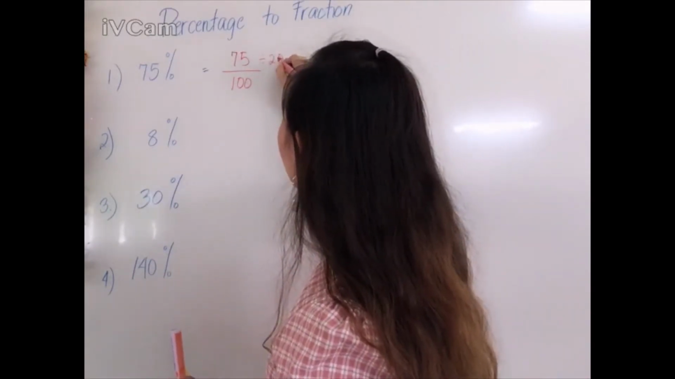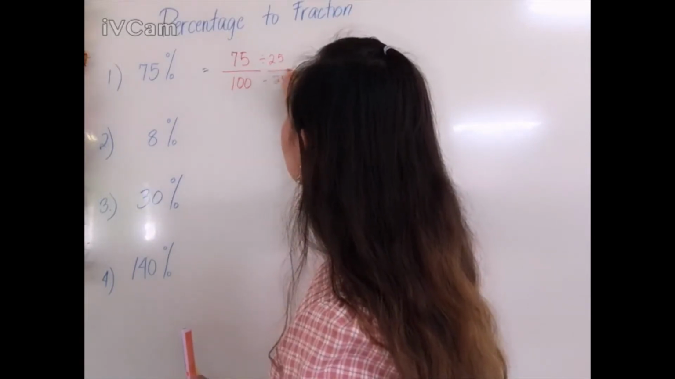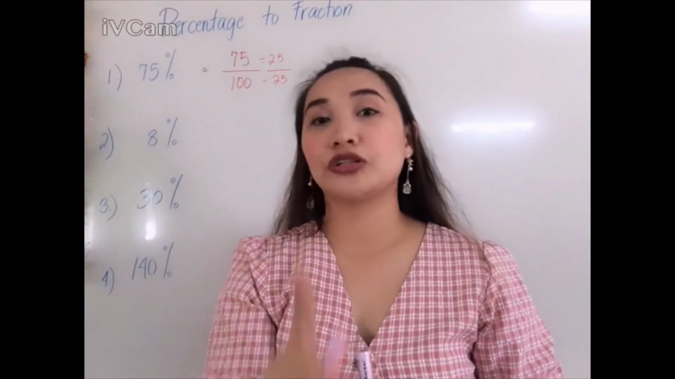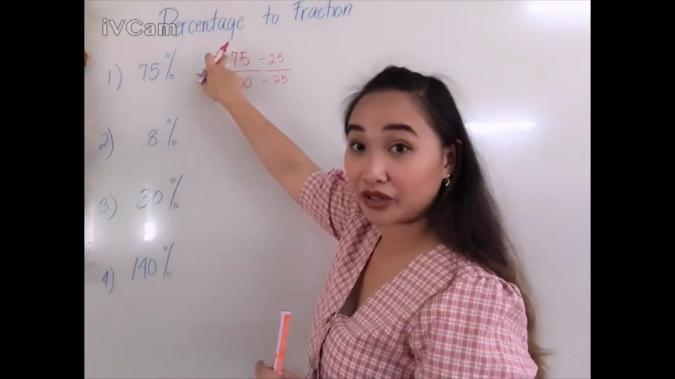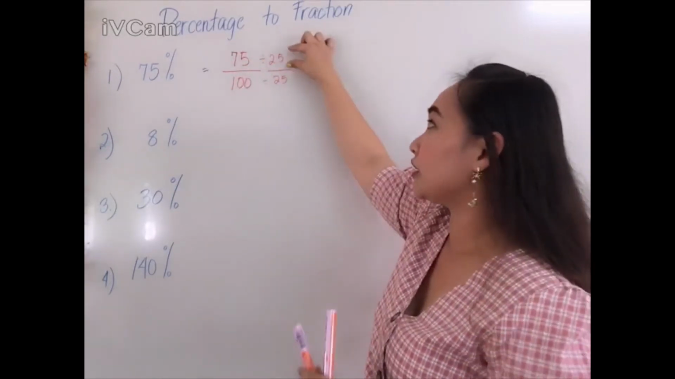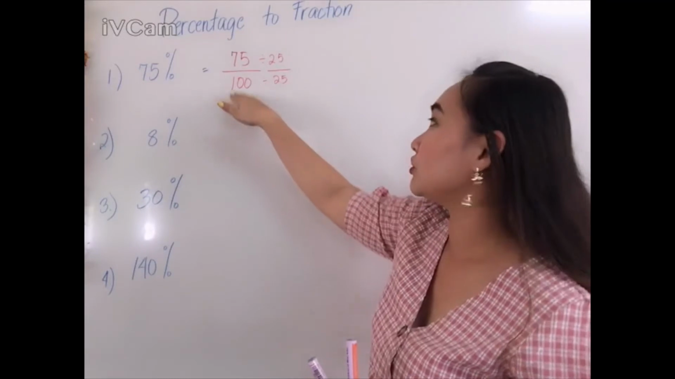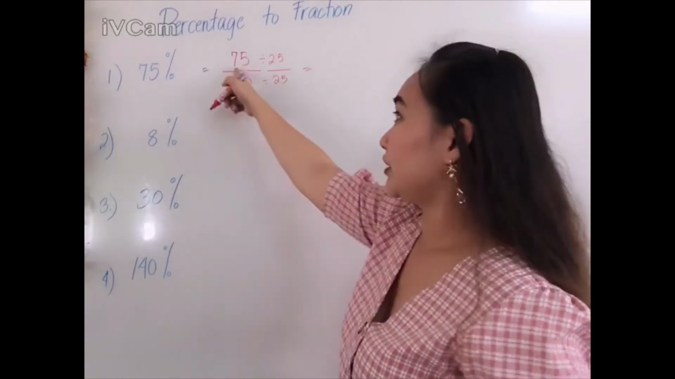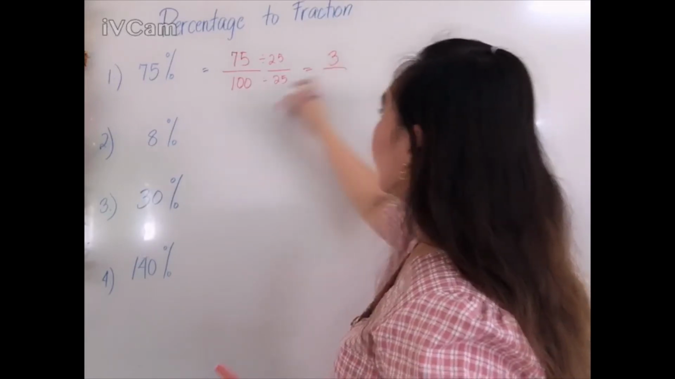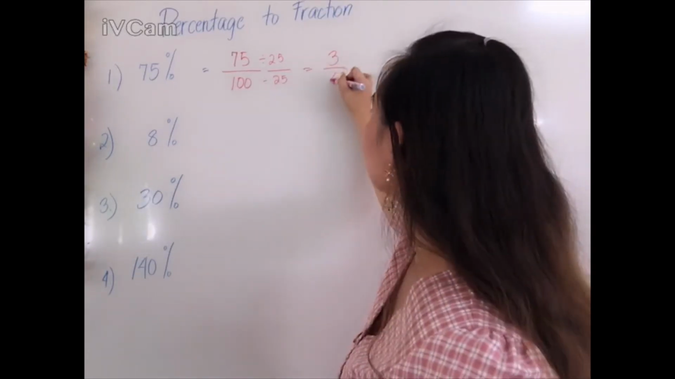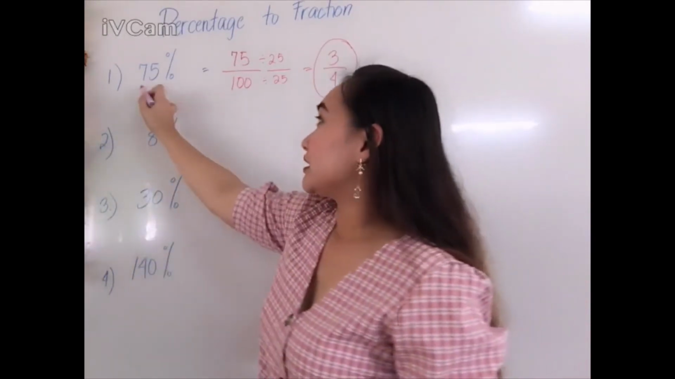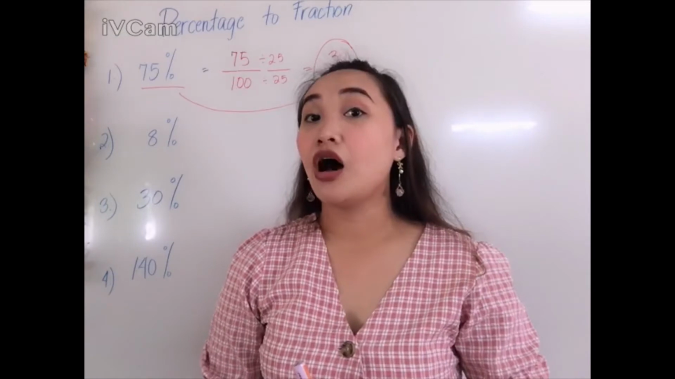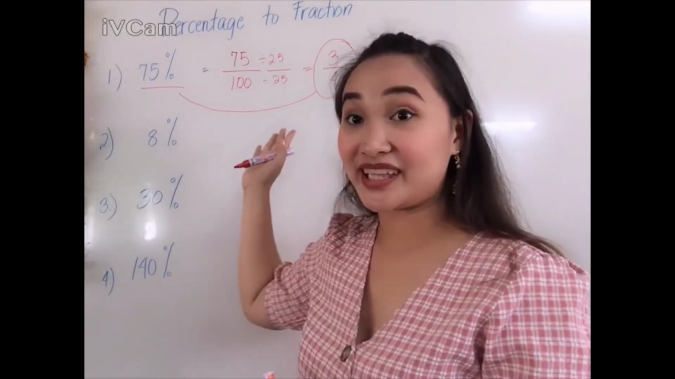So divide 25 and of course, if we divide numerator, do not forget to divide also the denominator. Numerator, again, and denominator. So if we divide numerator 75 by 25, of course, you have to divide 100 by 25 as well. So what is the answer? 75 divided 25 is 3. And 100 divided 25 is 4. So our final answer, 75% is 3 over 4 in fraction form. Okay. Do you understand? All right.